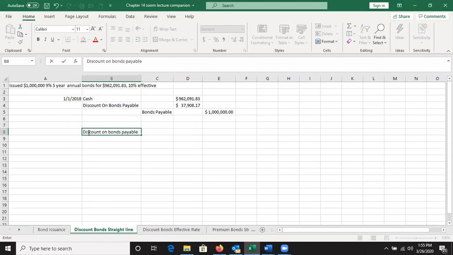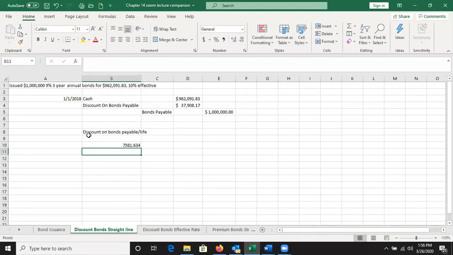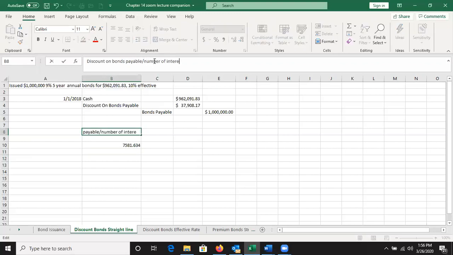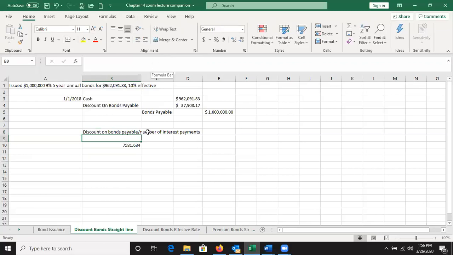on bonds payable divided by the life. So in this case, the discount on bonds payable is 37,908.17 divided by 5 years. And I'm going to backtrack quick. I said life. I should have said this. Number of interest payments. Okay? So discount on bonds payable, the value divided by the number of times interest is going to be paid. Number of interest payments we have to make.